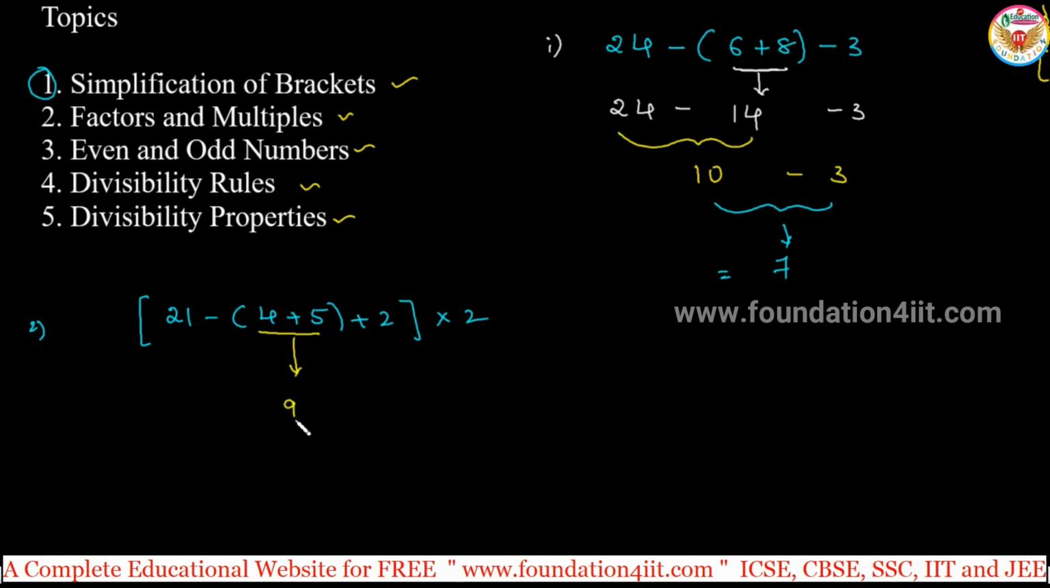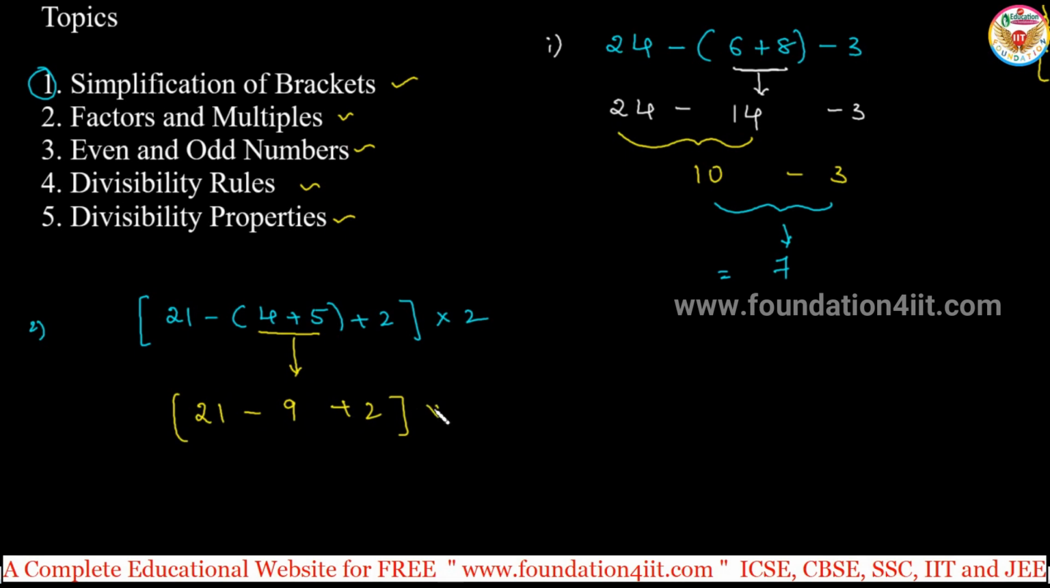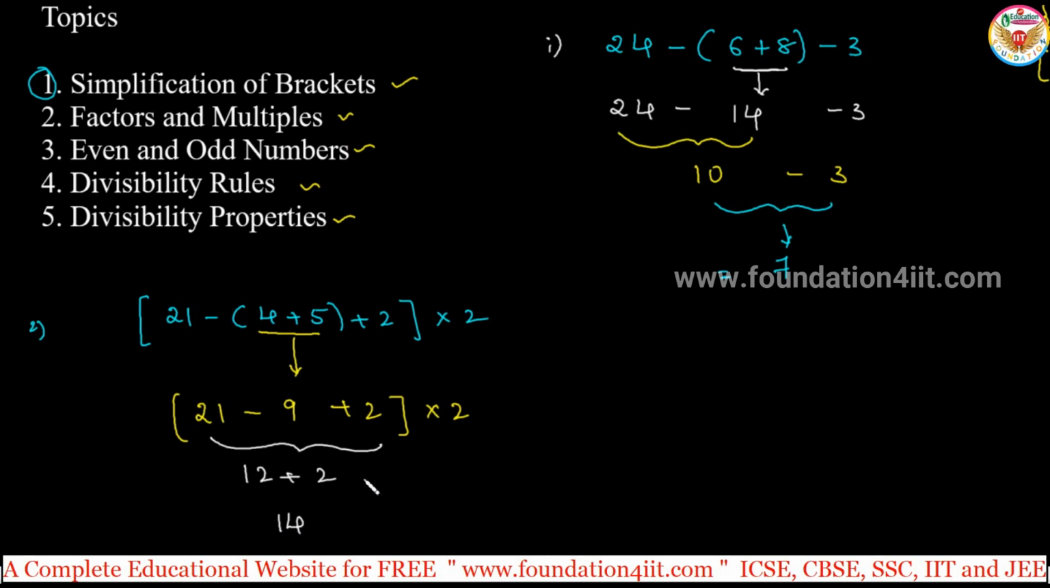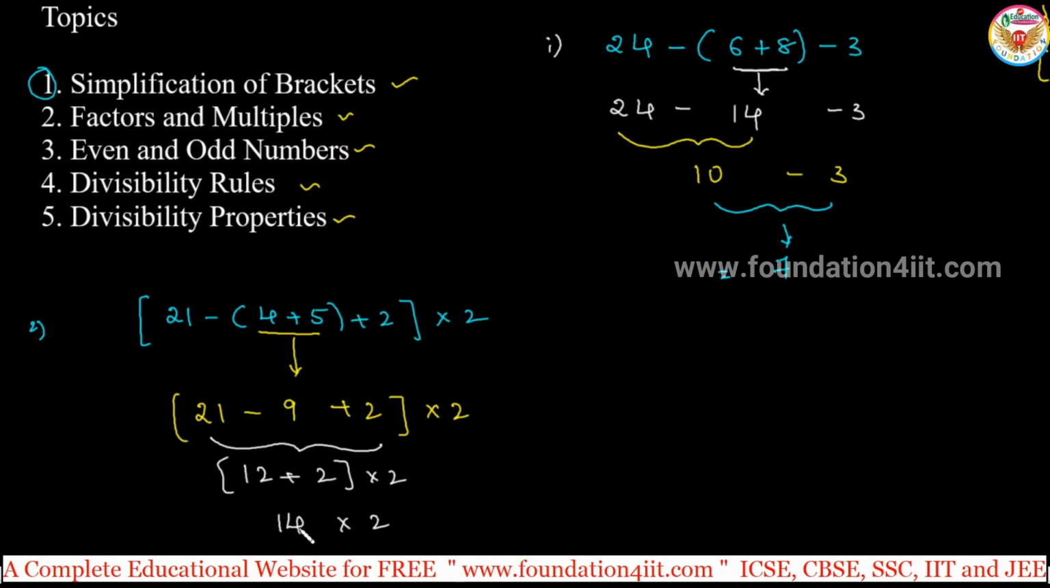That is 9. Remaining 21 minus and plus 2 and into 2. So first we evaluated the small bracket, then removed the bracket. Next, again this square bracket, 21 minus 9 and plus 2. So 21 minus 9 is 12. 12 plus 2, right? That is 14. This bracket value is this. Next, into 2. After simplification, you can remove the bracket. 12 plus 2 is 14. Then you can remove the bracket and write 14 times 2 is 28.